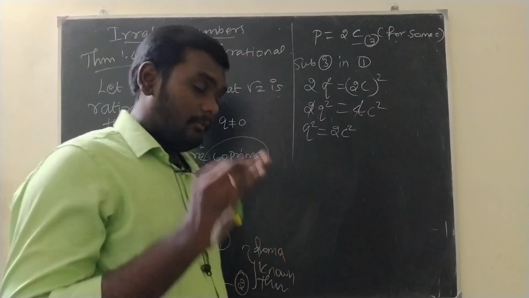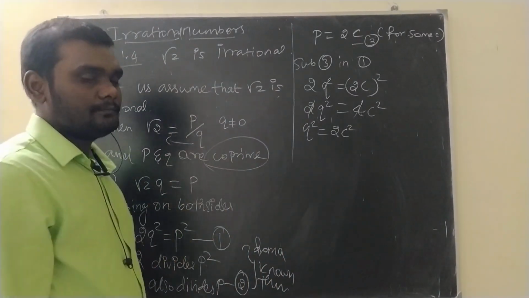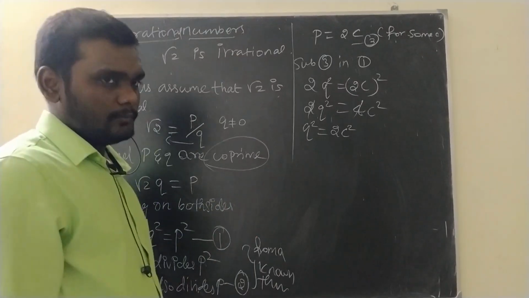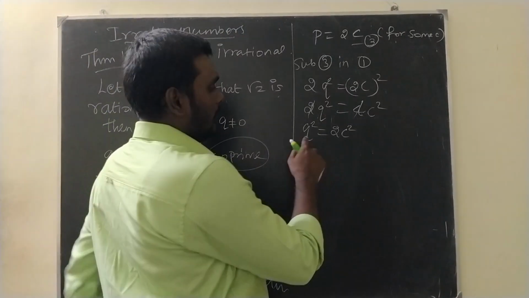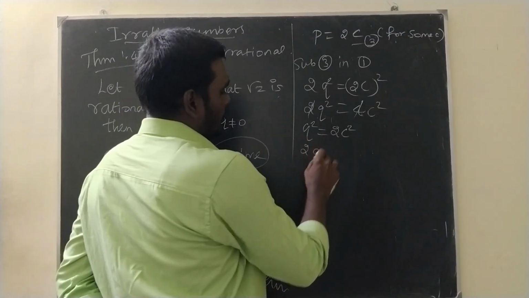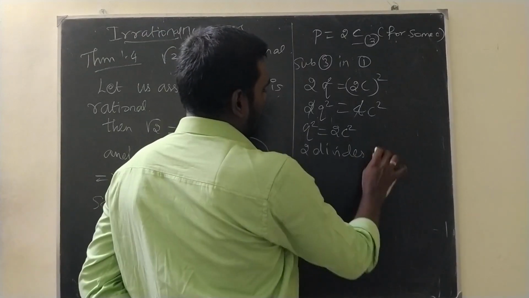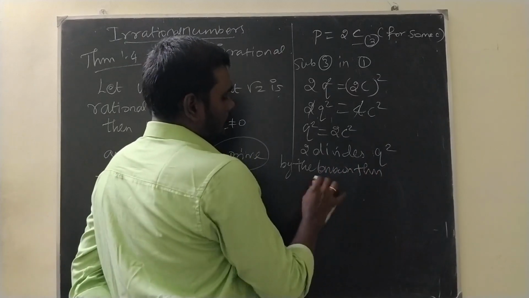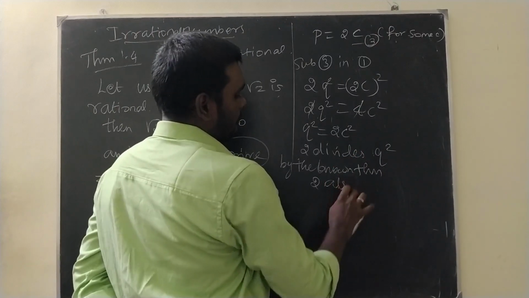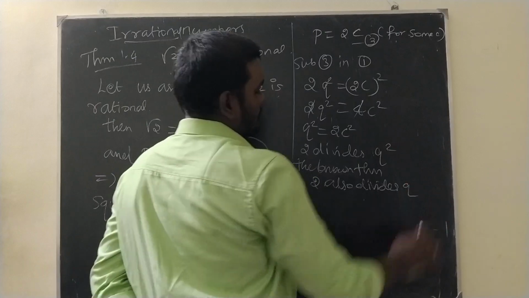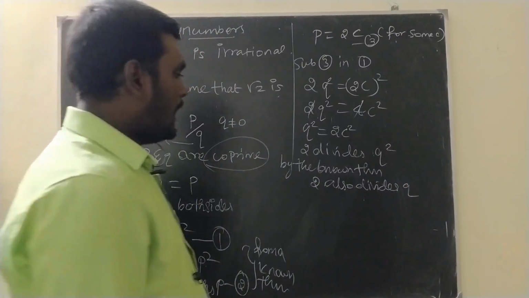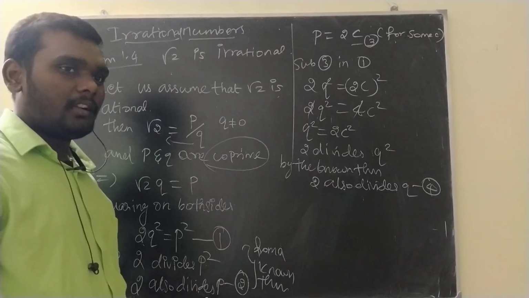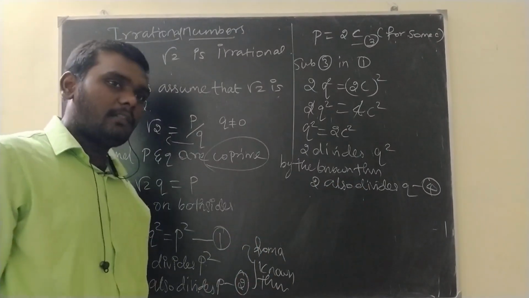Also, we are about to prove that these two are not co-prime. So, for P we proved one factor. Another factor we need is for Q. As Q square is a multiple of 2, we can say 2 divides Q square, and by the known theorem 2 also divides Q. Mark this as 4. See, in 2 we said 2 divides P, meaning 2 is a factor of P. Here 2 divides Q, meaning again 2 is a factor of Q.